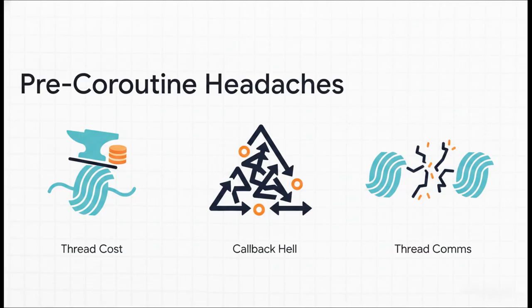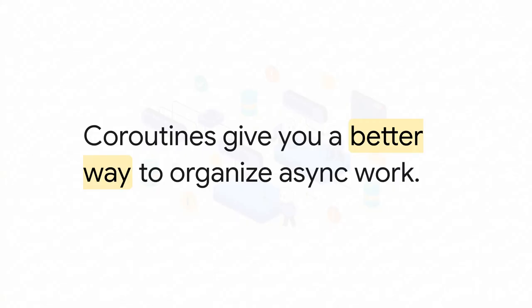Second, callback hell. To do anything asynchronous, you'd end up nesting callbacks inside callbacks inside callbacks. Code that should read top to bottom looked like a sideways pyramid. Third, thread communication. Getting results back from background threads meant posting to handlers, using live data pipelines, or juggling shared state. It was incredibly error-prone. Developers needed a better way.